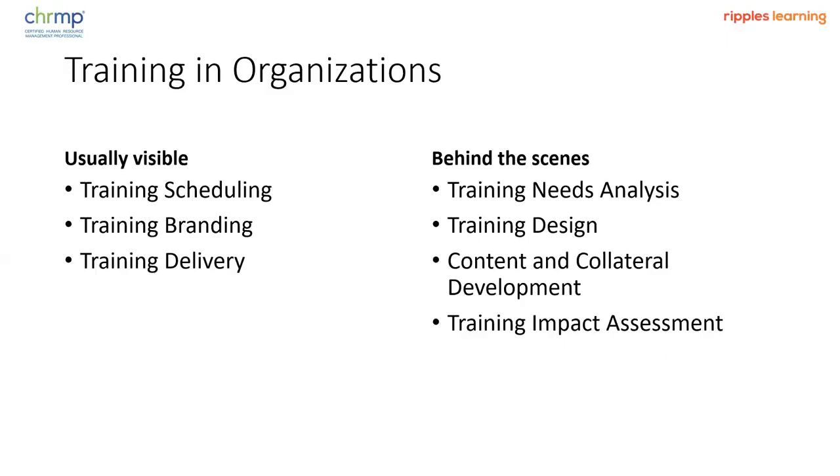Similarly, there is content and collateral development. Once you've analyzed what training needs to be given, what kind of content, once you've decided that, done the analysis, done the design, you need to develop the content and collateral. And finally, you need to see what was the impact of delivering the training and if it had any positive impact in the organization. So that is called training impact assessment.